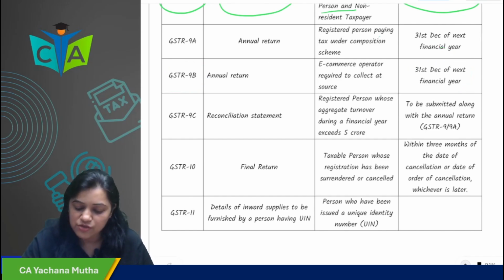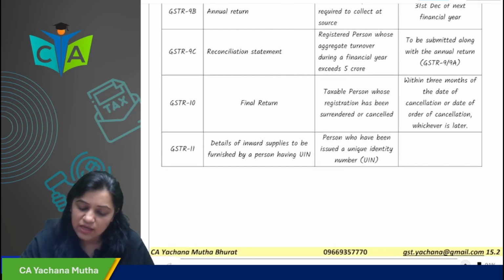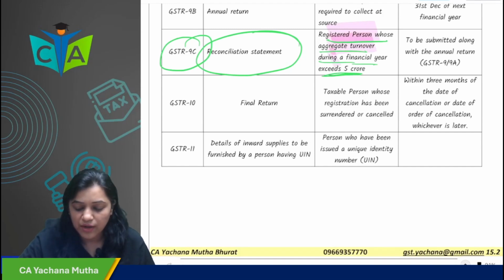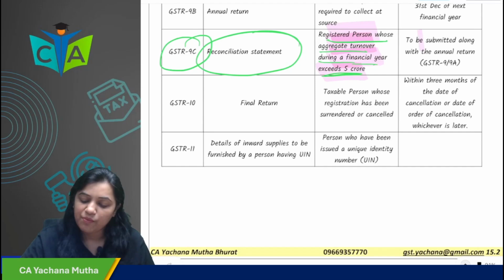Then 9C is the reconciliation statement. If you are a registered person whose aggregate turnover during a financial year exceeds 5 crore, then you have to submit it along with the annual return 9 and 9A.